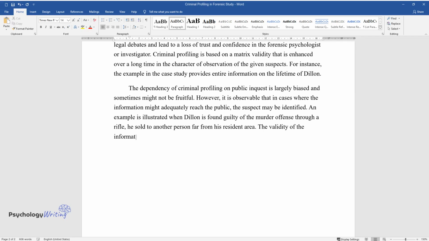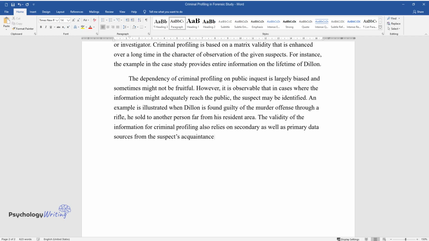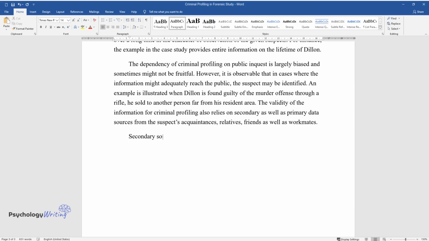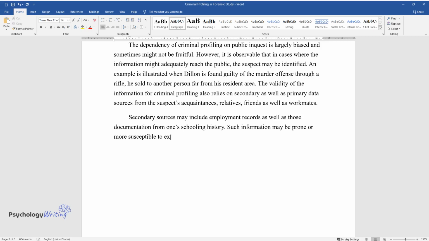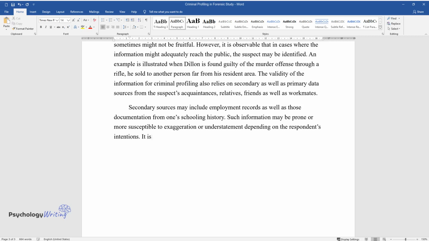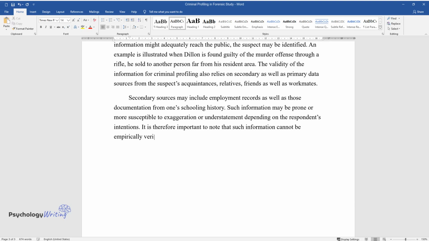The validity of the information for criminal profiling also relies on secondary as well as primary data sources from the suspect's acquaintances, relatives, friends as well as workmates. Secondary sources may include employment records as well as those documentation from one's schooling history. Such information may be prone or more susceptible to exaggeration or understatement depending on the respondent's intentions. It is therefore important to note that such information cannot be empirically verified and to some extent remains informal.